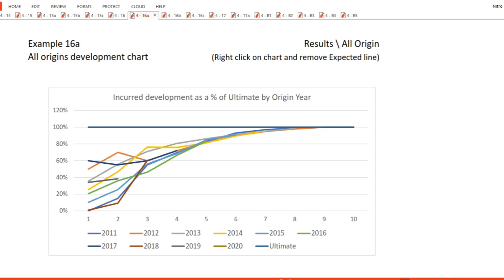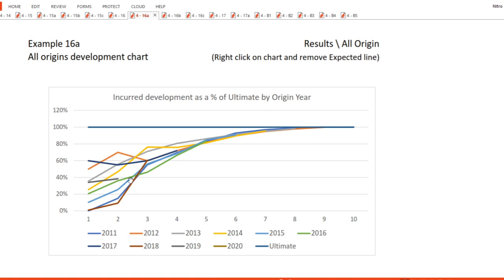This all origins chart is posing us more problems than the last one. On the plus side, we can see that the data gets stable later on, and that this development does seem to be trending towards our ultimate. However, the development is very unstable in the first couple of development periods and only settles down later.